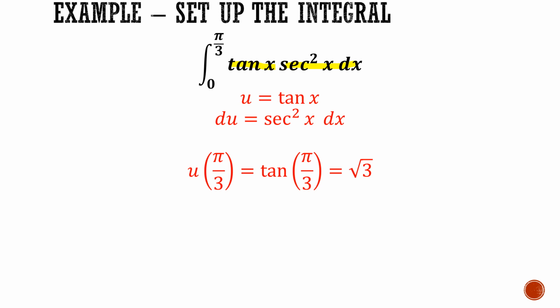Now, getting my new bounds, I have u of pi over 3, which would be tan of pi over 3, which we know from our unit circle is root 3. And then for the bottom bound, I'd have u of 0, which is tan of 0, which is 0. So my new integral would be the integral from 0 to root 3 of u du.